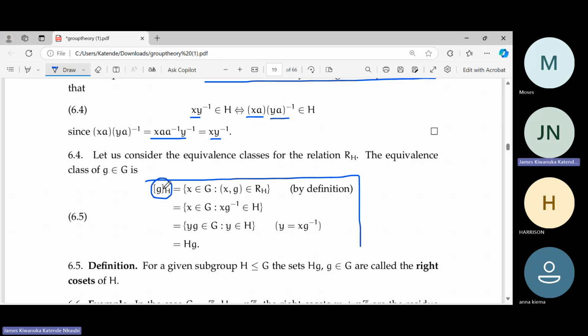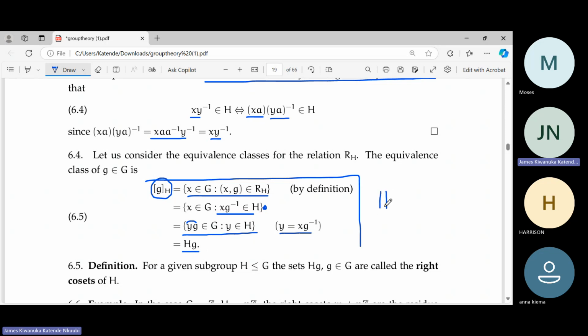So the equivalence class of G will be the set of all elements in G which are related to G. We describe that here, but now this can be made more concrete. The elements that are related to G will satisfy this property. So that will be all elements in G which satisfy XG inverse is in H. You can make a substitution, Y is equal to XG inverse, then rewrite this. After that substitution, you end up with all products YG, where Y is in H, right?